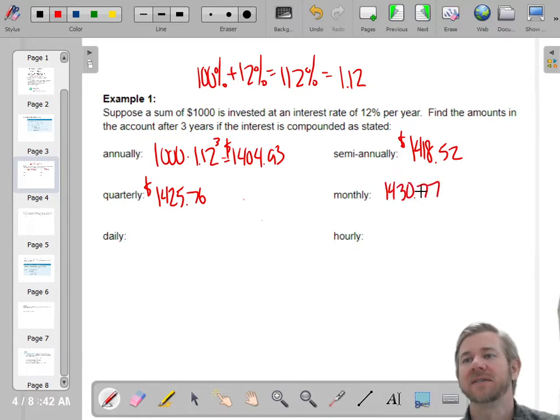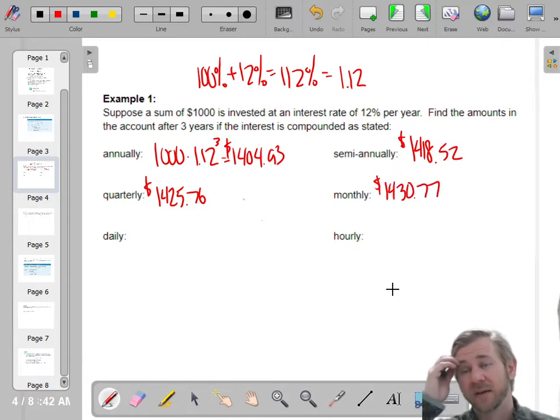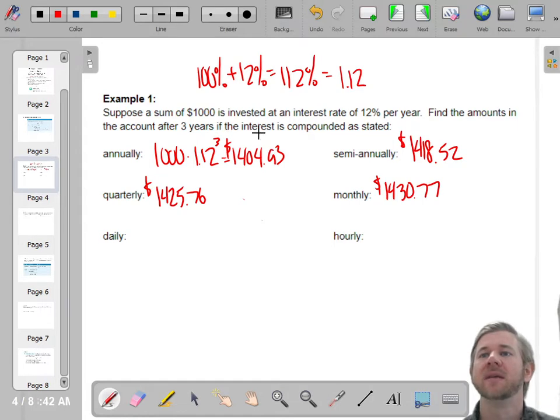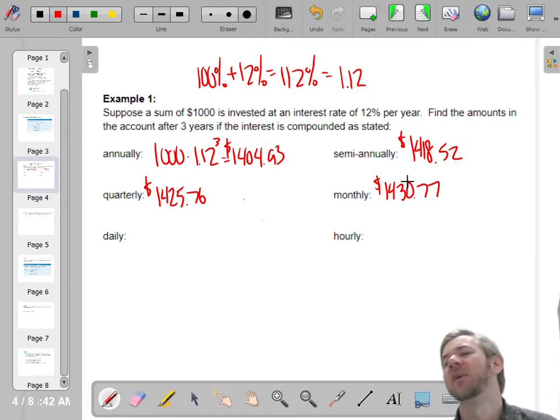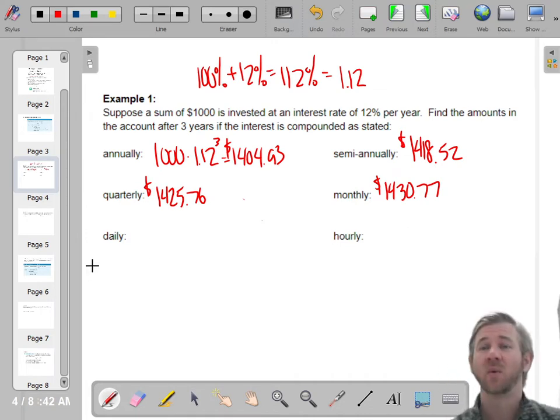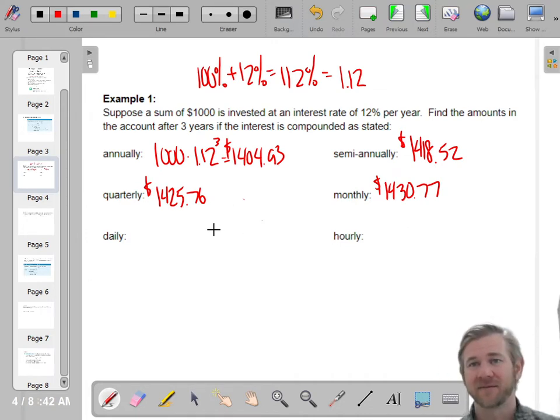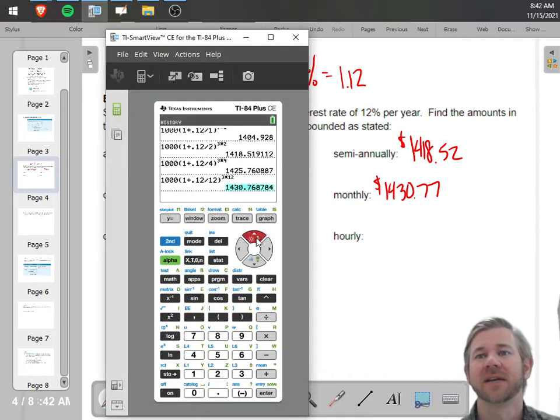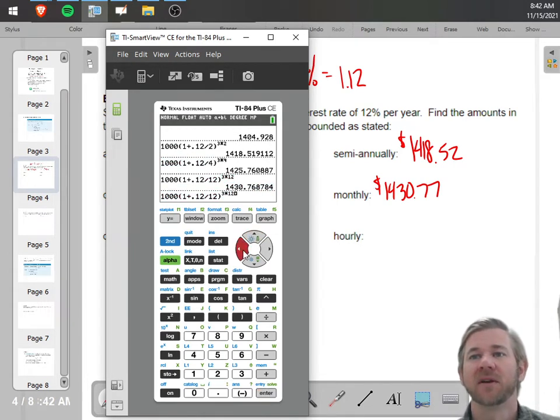Now you might be noticing that this thing's starting to level off a little bit. The first jump, we went up about 14 bucks. Then we went up about 7 bucks. Now we only went up about 5 bucks. When we go to daily, you're going to see we have diminishing returns in compounding interest. It's not going to always keep getting better and better and better for us.